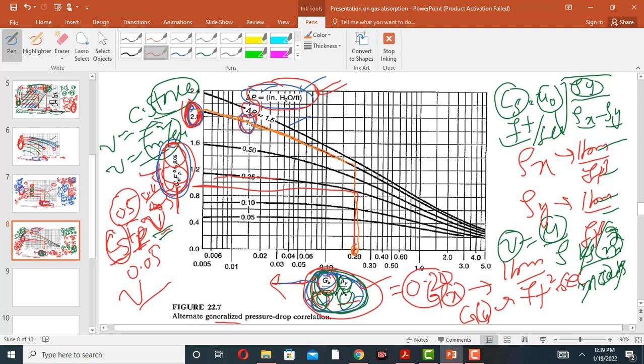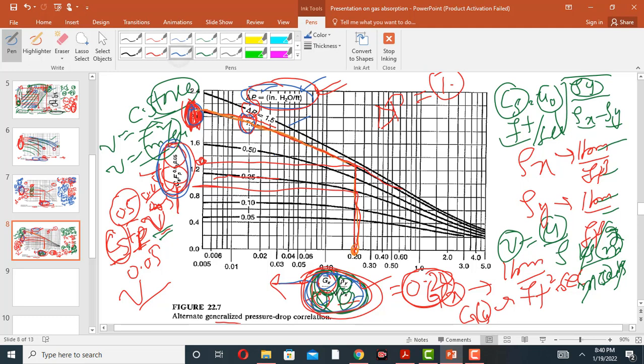Suppose these two are not given to us, but only two quantities are given: delta P, which is 1 inch of water per foot, and the whole x-axis value, which is 0.20. So we will come through this graph, select this point, and go in the upward direction to this point. From this we can obtain the y value.